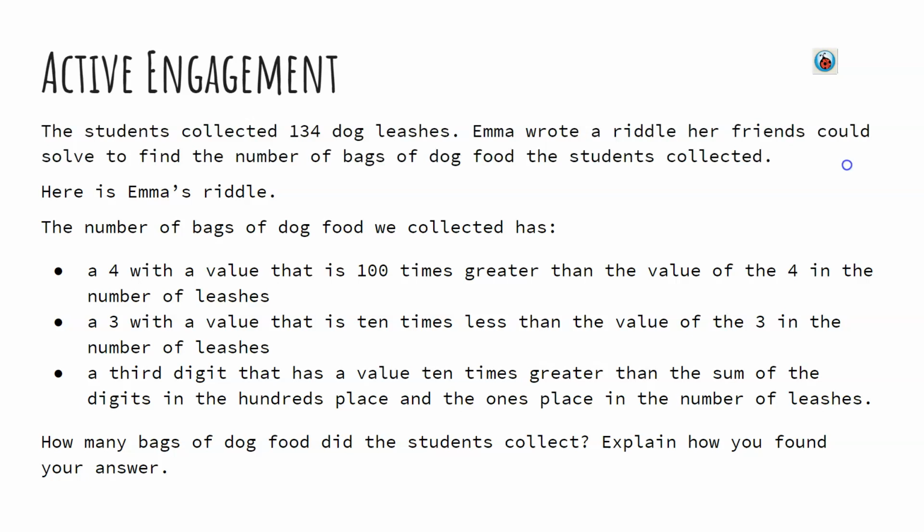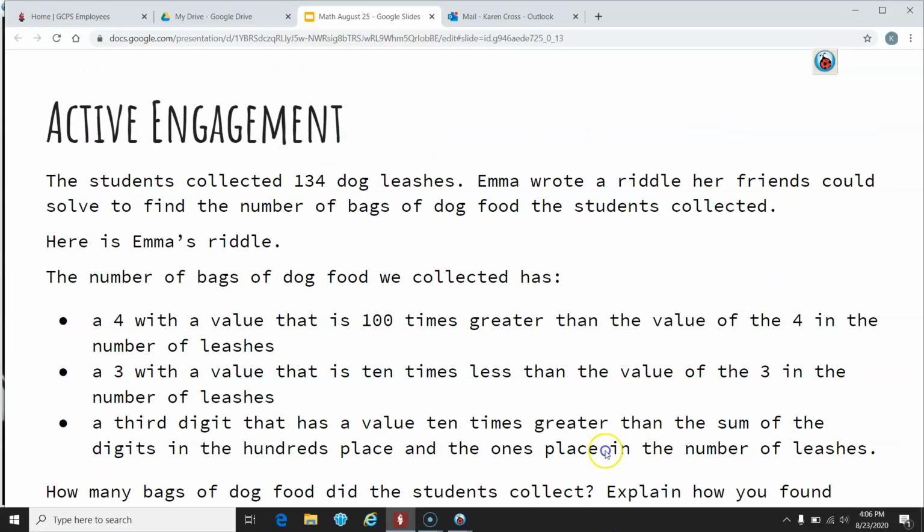The number of bags of dog food we collected has a 4 with a value that is 100 times greater than the value of the 4 in the number of leashes. So I'm going to just think about that for a minute. So it has a 4 that is 100 times greater than the value of the 4 in the number of leashes. So let me show you my paper.